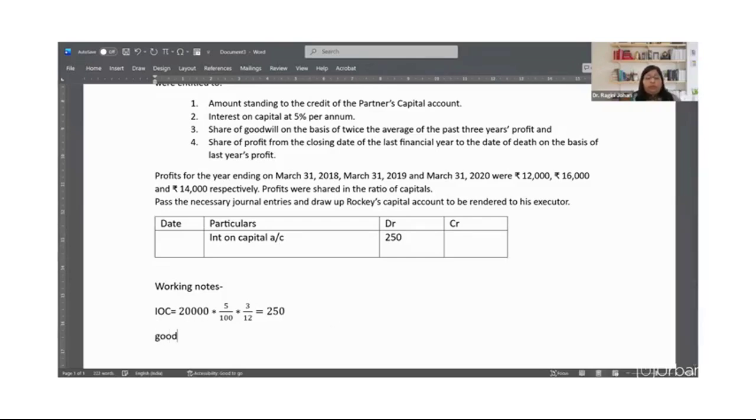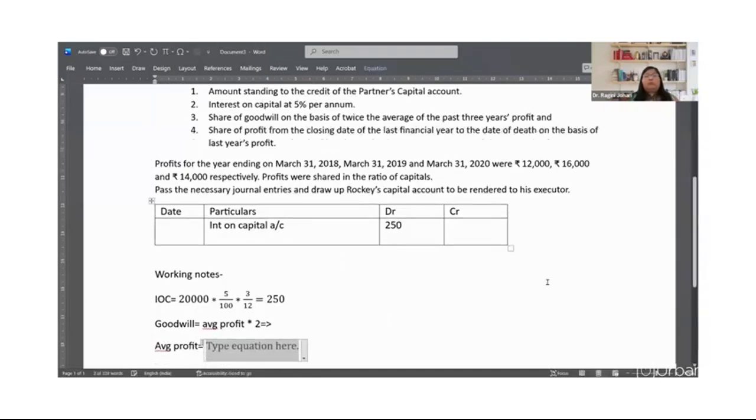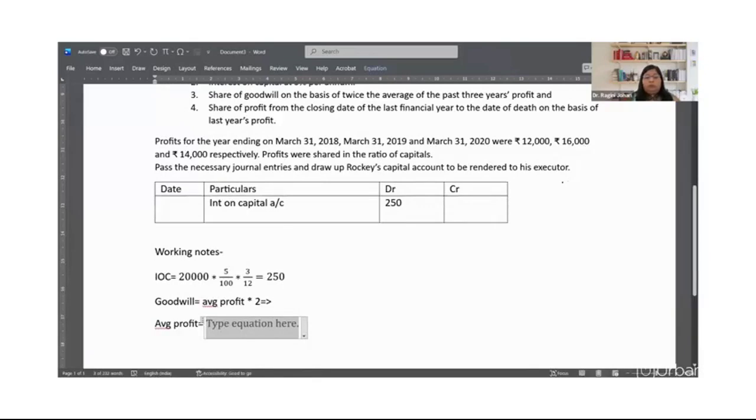Okay. Now, so let's do the goodwill calculation. That is average profit multiplied by 2 years, twice the average, 2 years purchase of goodwill. So multiplied by 2. Average profit will be what? So average profit is 12,000 plus 16,000 plus 14,000 divided by 3.